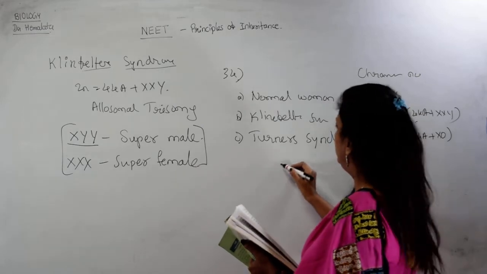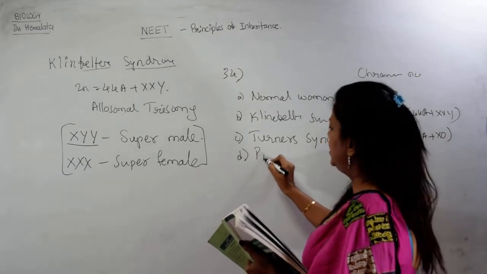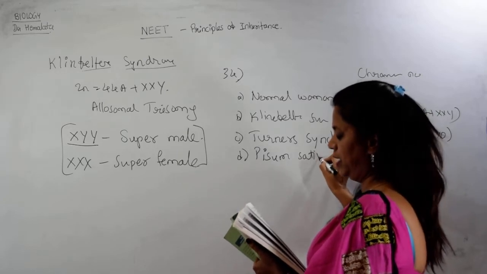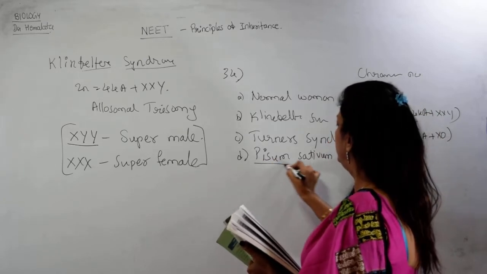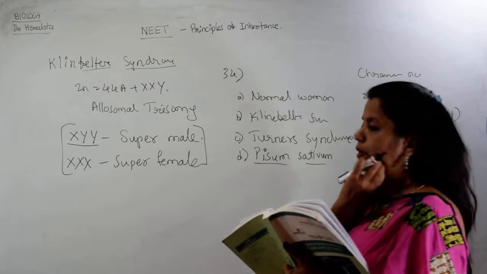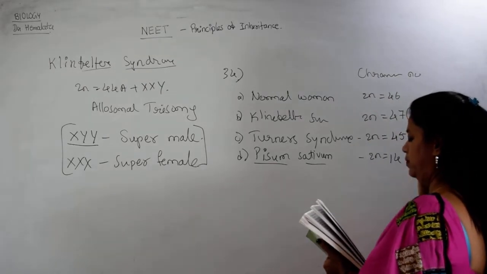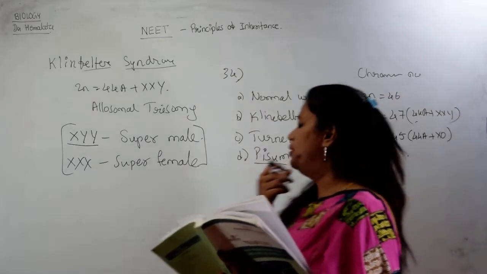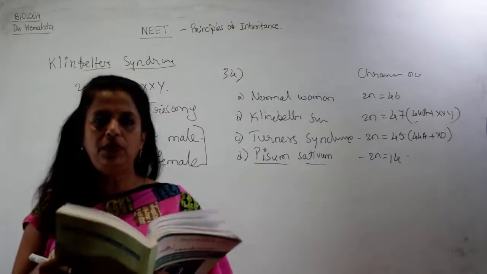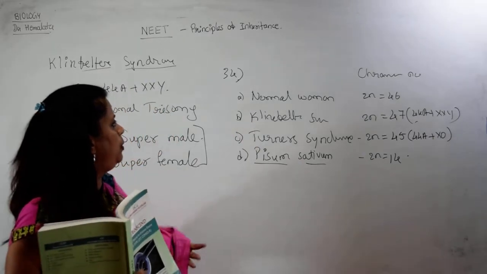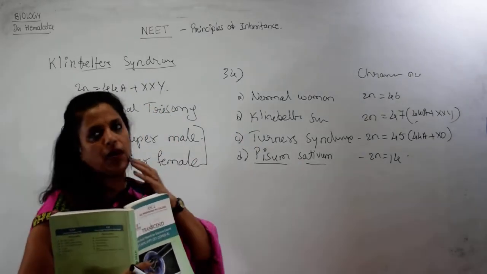Then they are given the D option, Pisum sativum. How are they combined? See this, Pisum sativum, that is the pea plant. What is the chromosome number? It is 2n equal to 14. Therefore, the A option is showing all these chromosome numbers. Actually, these others are all human beings, and this is only the plant, right?